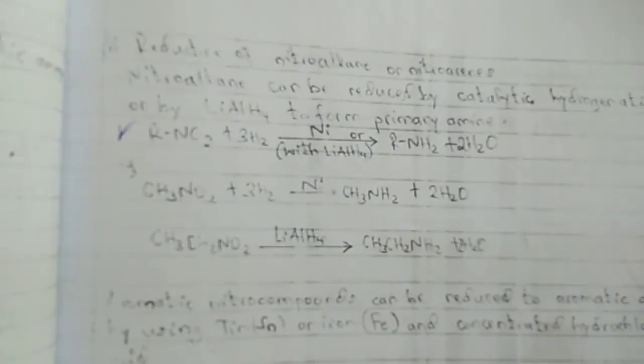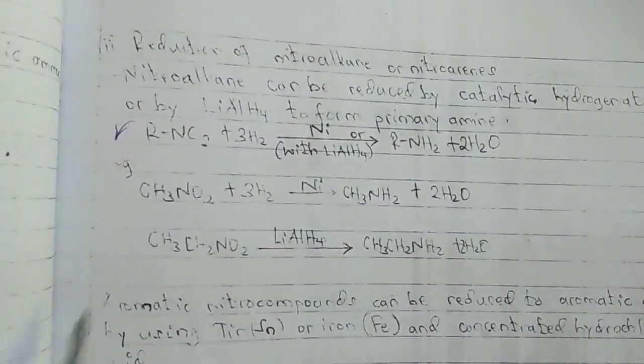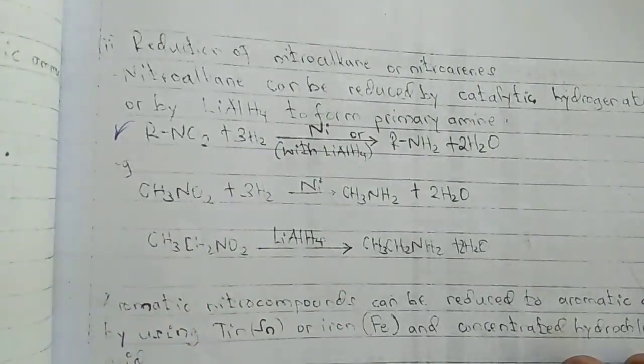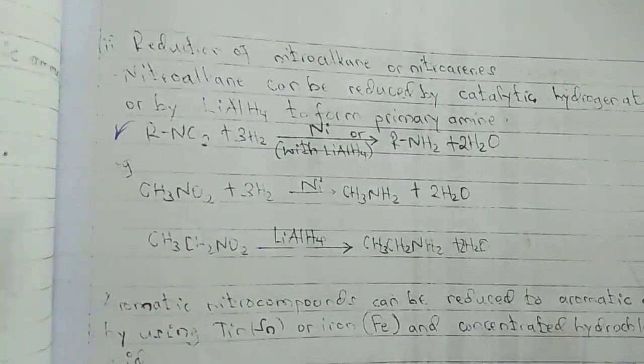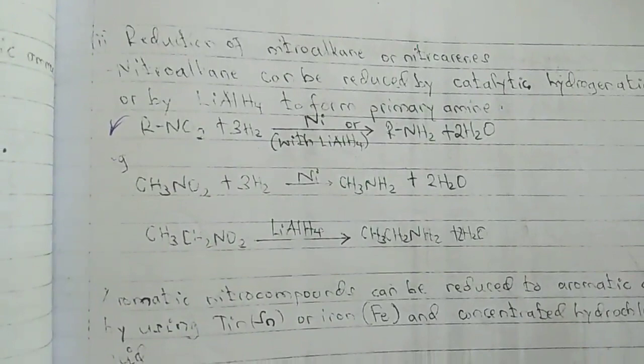The second is reduction of nitroalkane or nitroarenes. Nitroalkane can be reduced by catalytic hydrogenation or by lithium aluminium tetrahydride to form primary amine. So the nitro group huwa inaonekana kama hivi, NO2, so we can reduce this group and then we get primary amine.